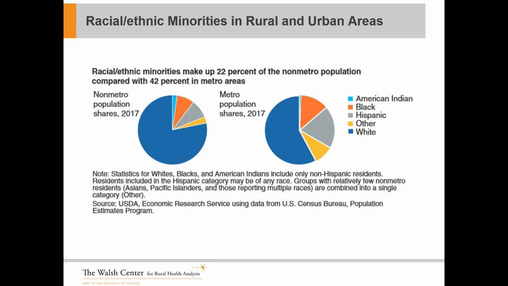But again, as you can see, the distribution of racial and ethnic minorities is very different when we compare rural and urban areas. To give some context, whites comprise about 80% of rural residents, whereas whites comprise about 58% in urban areas.